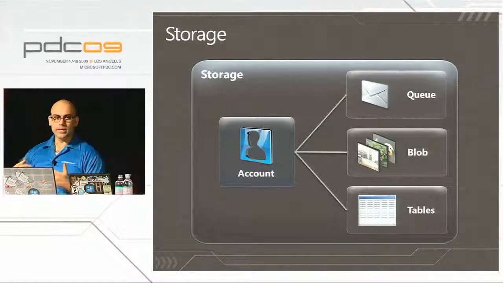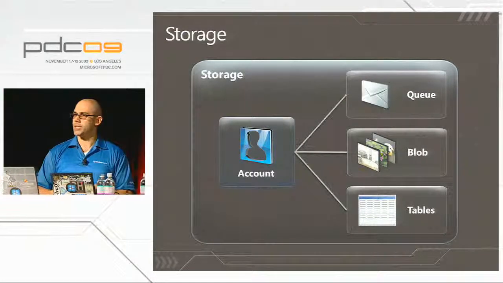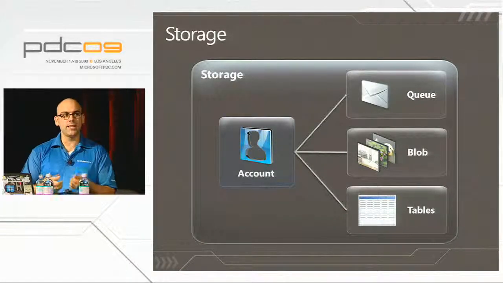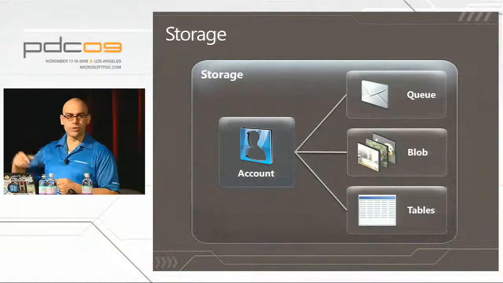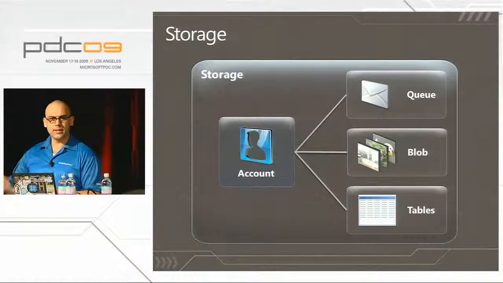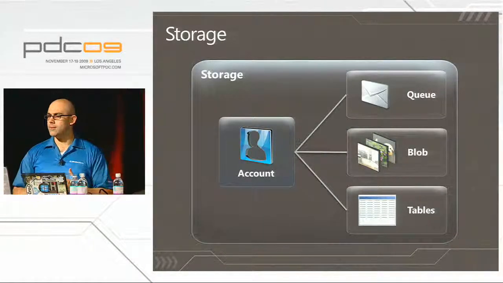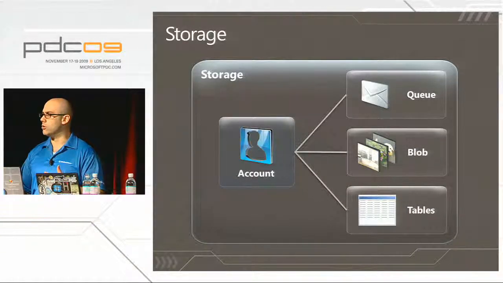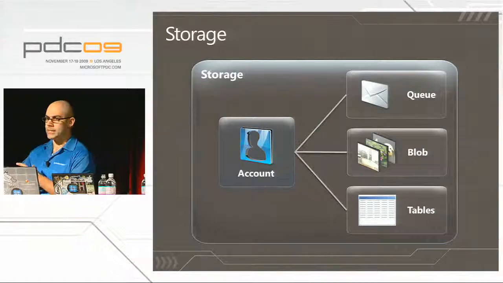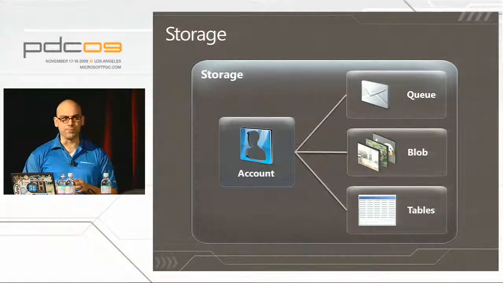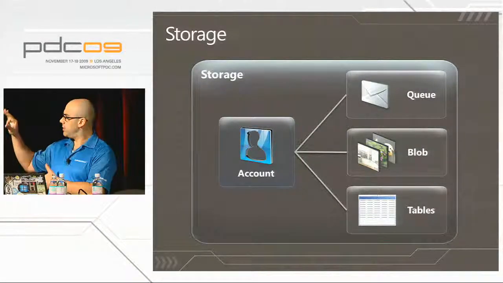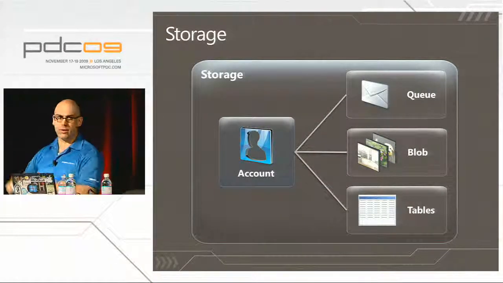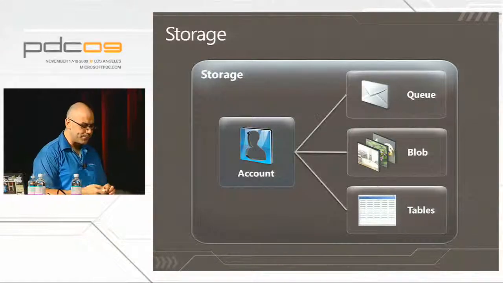The blob is for those large binary objects, and they're traditionally things like photos, documents, movies, anything of that nature. And so you can store those in the blob service. And then the tables are for that structured data, so key value pair style data that you want to store inside your cloud application. So those are kind of the three main areas, and they all link to account. You create your account first, and then you can build off those three services.